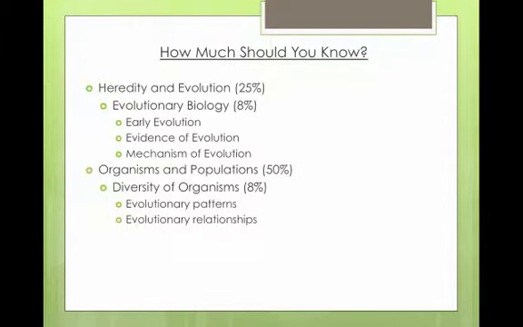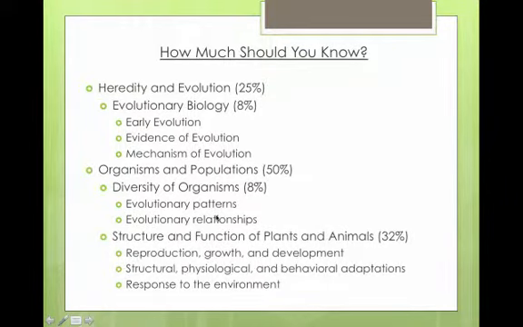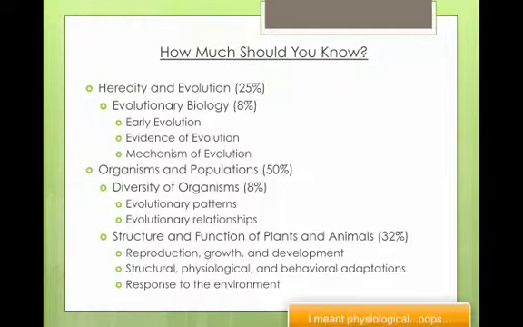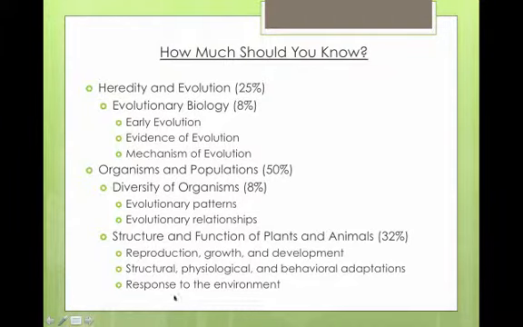50% of the test, which is a pretty big chunk, is in organisms and populations, and 8% is diversity of organisms. That includes evolutionary patterns and evolutionary relationships, and we're going to touch on both of them. And 32% is structure and function of plants and animals, and that's probably what we're going to touch on the most in this chapter: reproduction, growth, and development, and structural, physiological, and behavioral adaptations. Not so much response to the environment, but we'll focus on all of these.